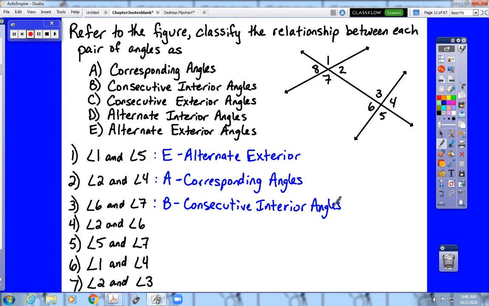Angles 2 and 6, those are on opposite sides of the transversal between the lines being transversed. That makes them alternate interior angles, or D.